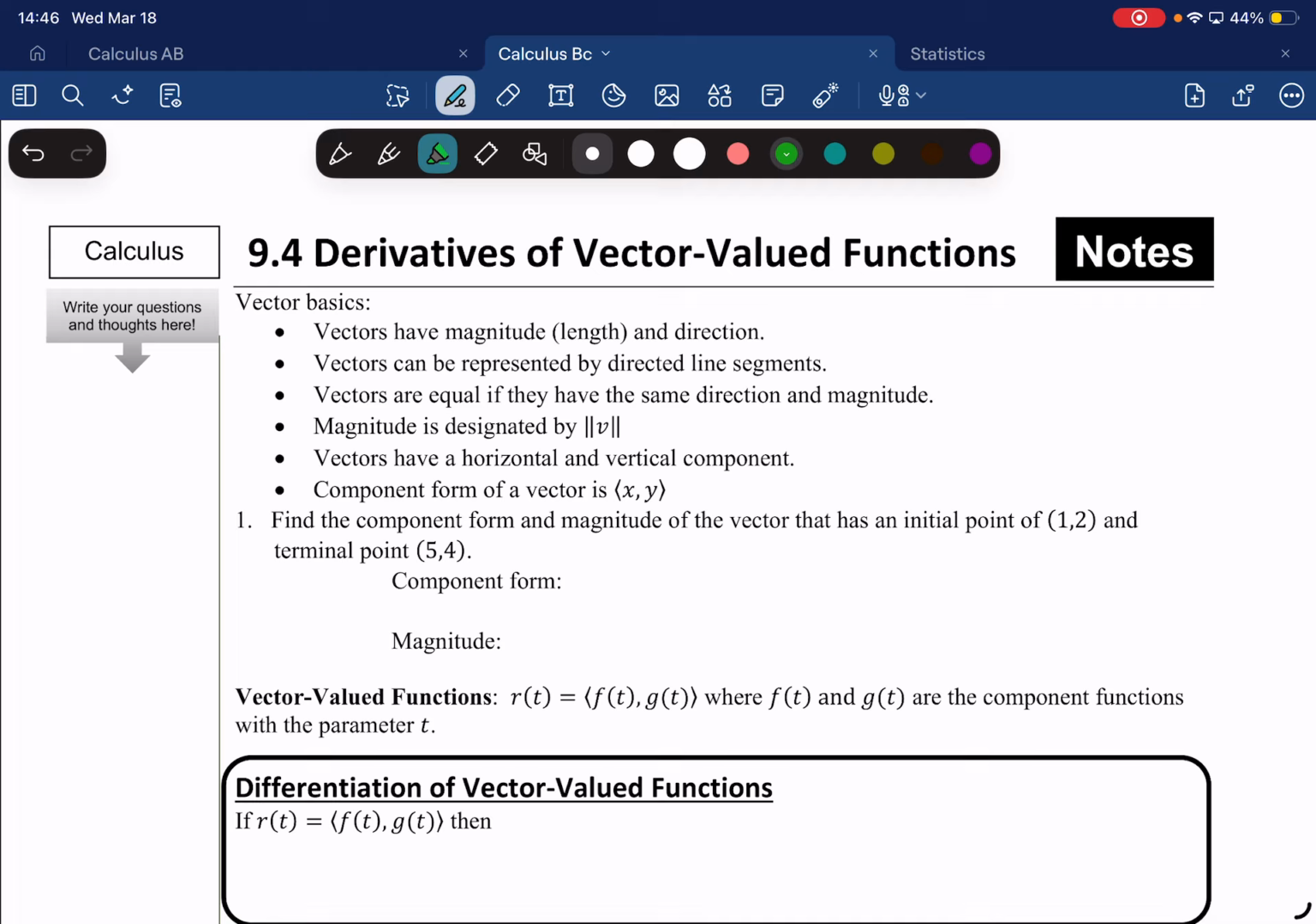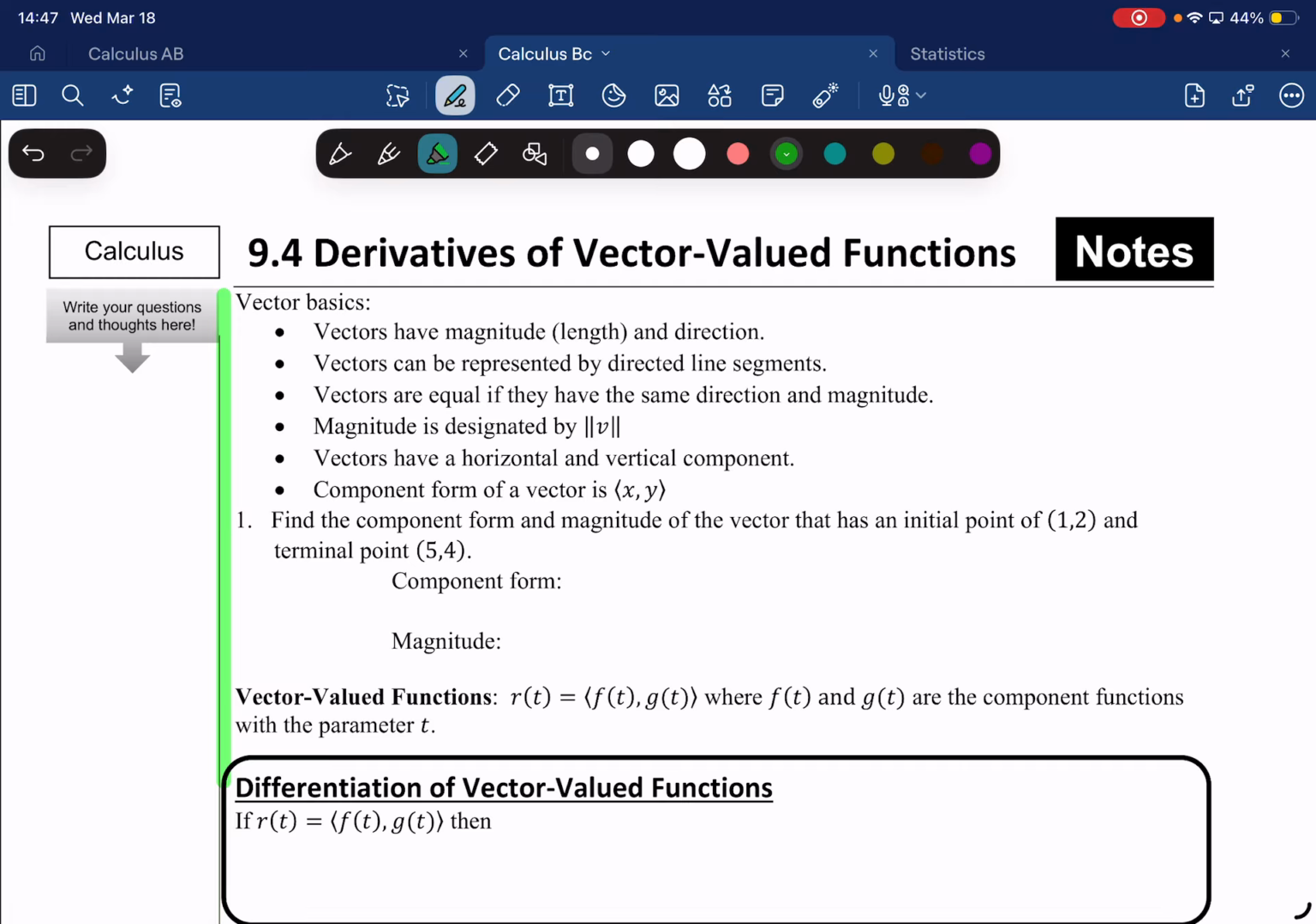Okay, 9.4 is derivatives of vector valued functions. So this first part of the notes is reminding you what a vector is. I believe you learned about vectors in geometry, maybe pre-cal? Also physics? So it shouldn't be anything new, just talking about the basics of vectors.